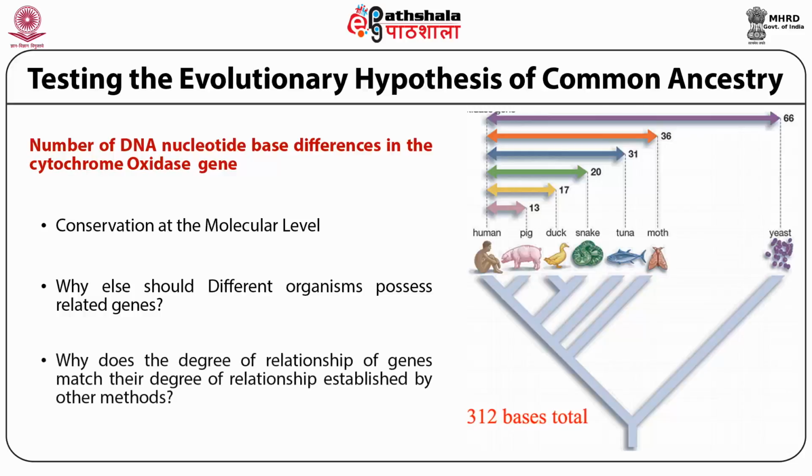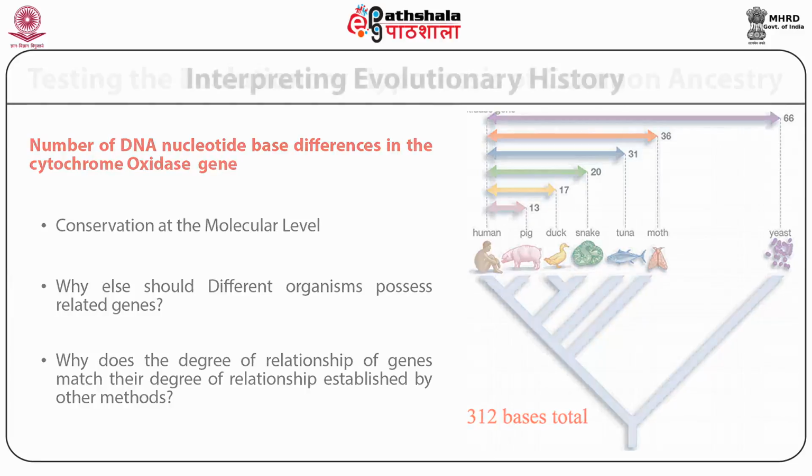So conservation at the molecular level, why else should different organisms possess related genes, is explained in this particular diagram. It shows why the degree of relationship of genes matches their degree of relationship established by other methods. So the base total is 312, and if we see the relationship, there is a great similarity as well as differences, and the distance clearly indicates the number of DNA nucleotide based differences in the cytochrome oxidase gene.